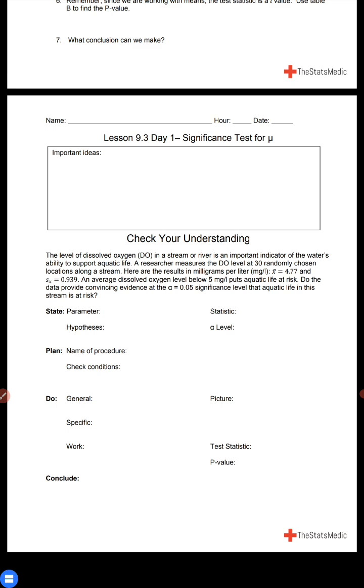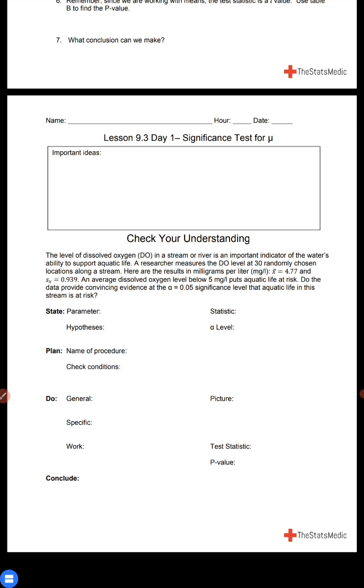Okay, so why is that important? Well, first of all, our sample size is 30, so we can assume that our data is normal when we run this test. Here are the results in milligrams per liter. From the sample of 30, this researcher found that the average DO level was 4.77 with a standard deviation of 0.939. An average dissolved oxygen level below 5 puts aquatic life at risk. Do the data provide convincing evidence at the 0.05 significance level that aquatic life in the stream is at risk?